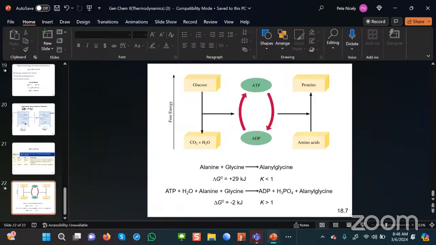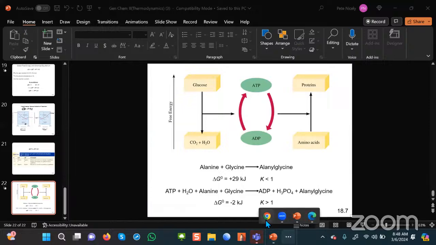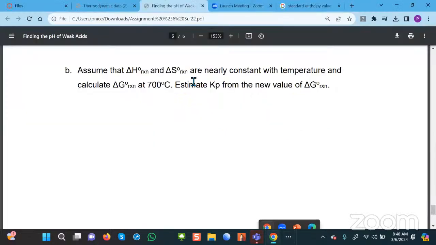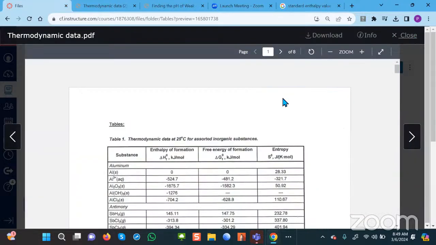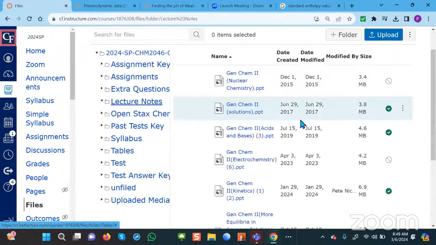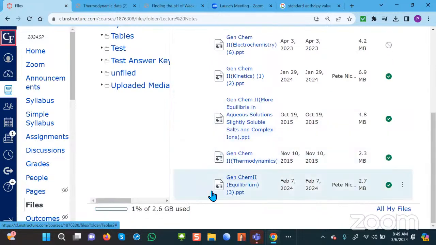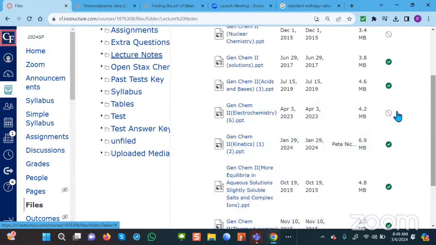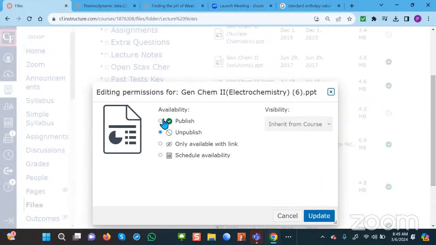Okay, so let me get to the next chapter, which deals with electrochemistry, which, as you're going to see, is a direct offshoot of what we just learned in thermodynamics. So electrochemistry is here. Let me publish it now. That's the PowerPoint.